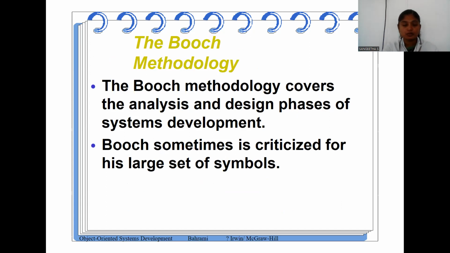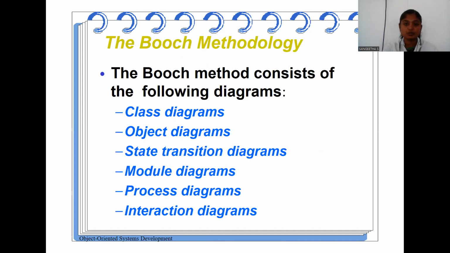This functional model is represented by using data flow and constraints. The next methodology we will see is called the Booch methodology. The Booch methodology covers the analysis and design phases of software development, mainly. Booch is sometimes criticized for his large set of symbols, because in the Booch methodology we are going to use so many symbols, because we are going to have so many diagrams under this methodology.